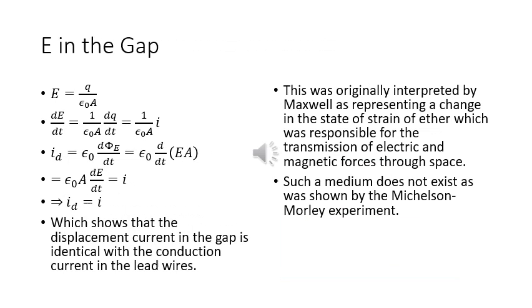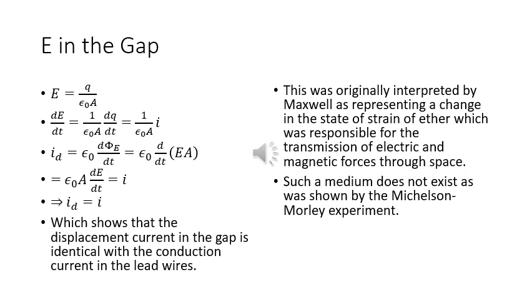E is equal to Q upon epsilon 0 A. dE by dt is equal to 1 upon epsilon 0 dQ by dt, which is equal to 1 upon epsilon 0 A times I. ID is equal to epsilon 0 d phi E by dt, which is equal to epsilon 0 d by dt of EA, which is equal to epsilon 0 A dE by dt, which is equal to I. Therefore, ID is equal to I, which shows that the displacement current in the gap is identical with the conduction current in the lead wires.